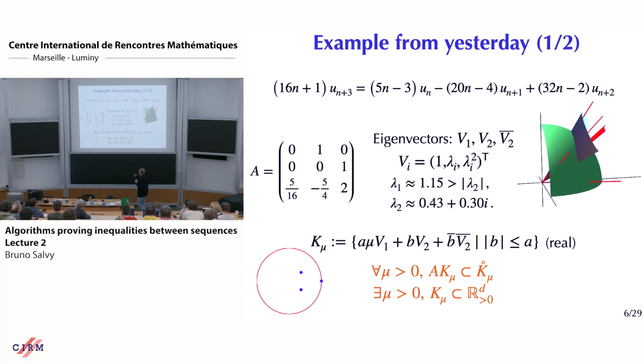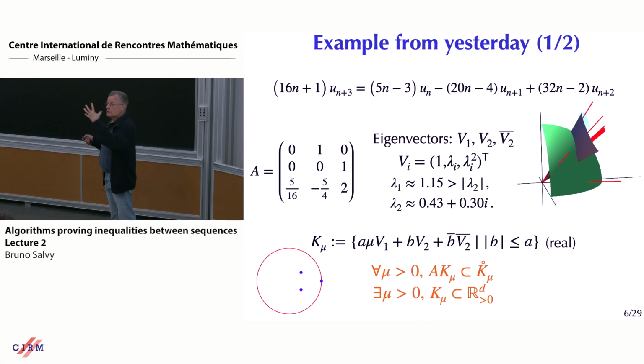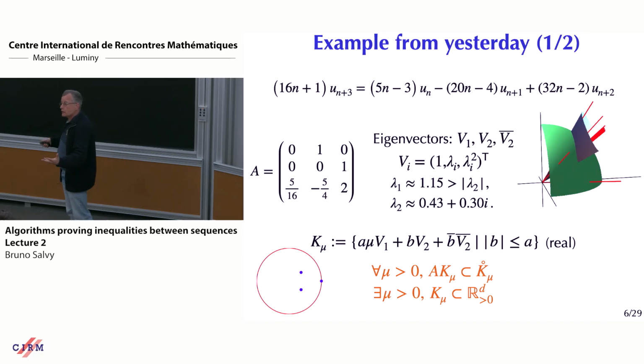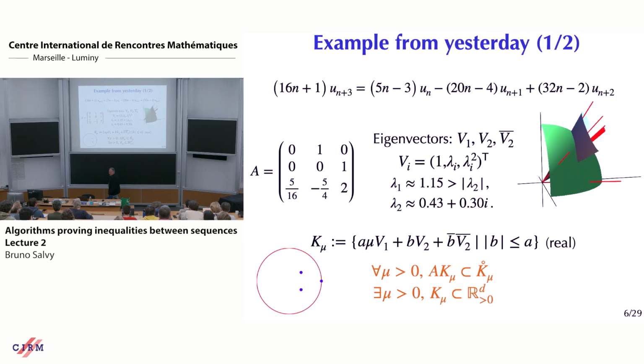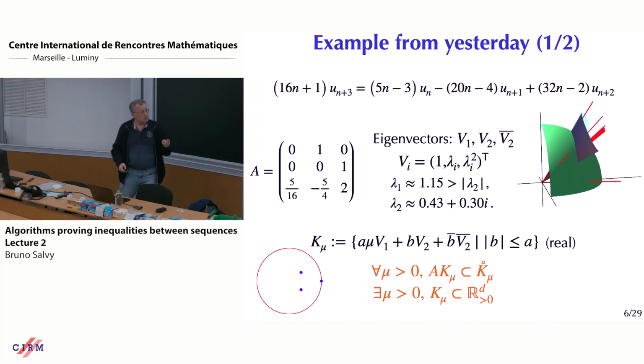Why? Because when you take a vector like this and you multiply by A, V1 is multiplied by lambda 1, V2 by lambda 2, V2 bar by lambda 2 bar, but the modulus of lambda 2 and lambda 2 bar is smaller than lambda 1. So you satisfy this even more. B over A is multiplied by the modulus of lambda 2 divided by lambda 1, which is smaller than 1. And then if I take mu sufficiently large, the cone is completely positive, and that's exactly this picture.